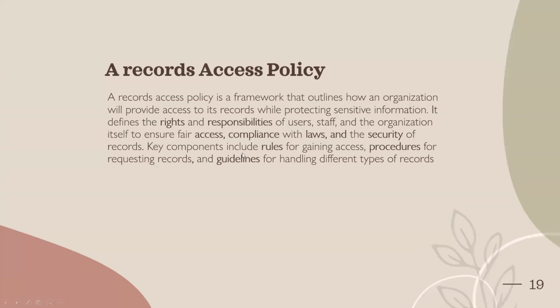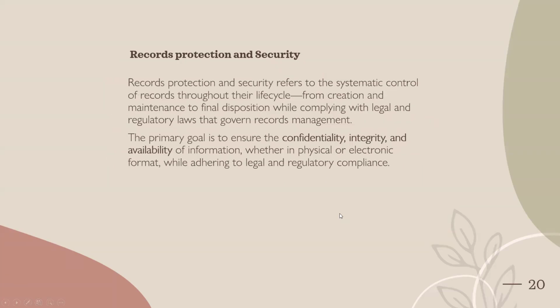So, and guidelines for handling different types of records, the records that I talked about. So, records protection and security. What is records protection and security? Protecting our records, basically, and preserving them. Records protection and security refers to the systematic control of records throughout their life cycle. We talked about a life cycle from creation to disposition. That is a life cycle. From creation and maintenance to final disposition, while complying with legal and regulatory laws that govern records management.